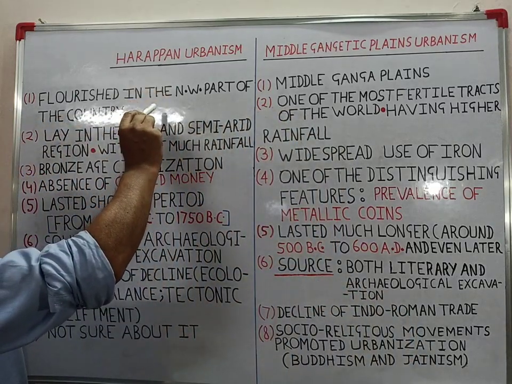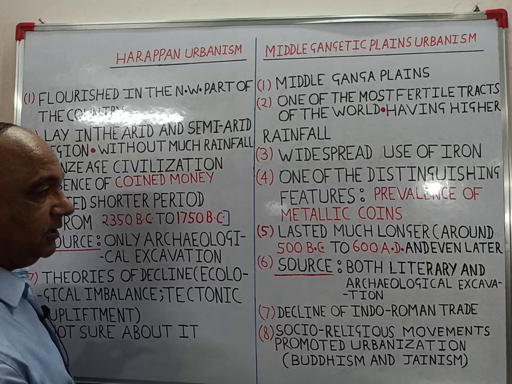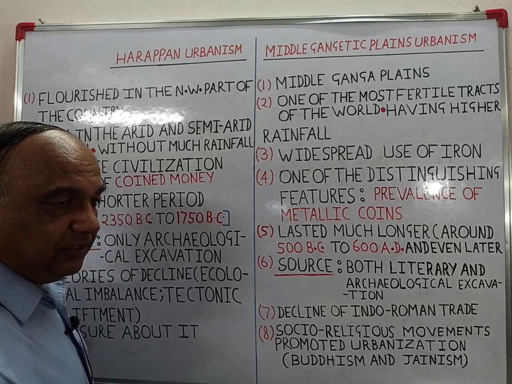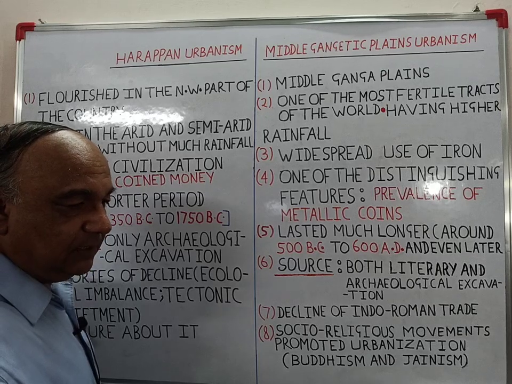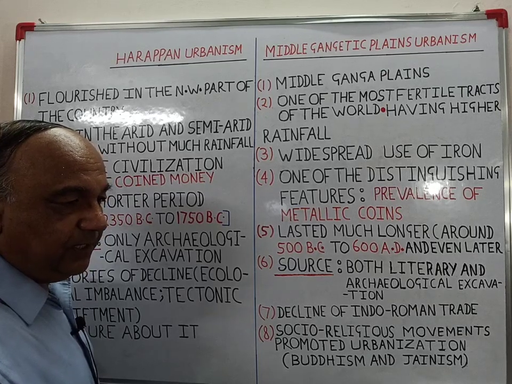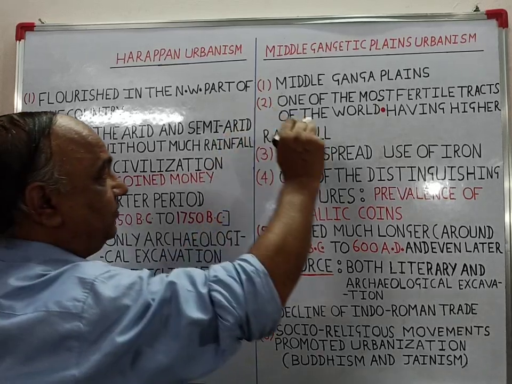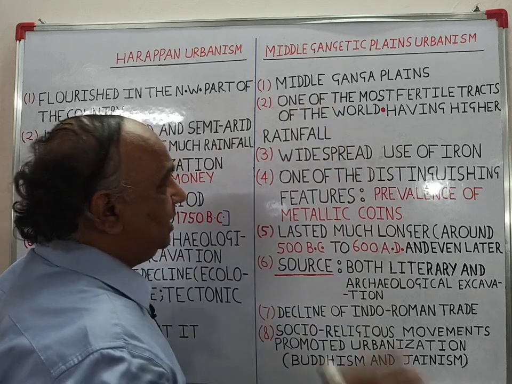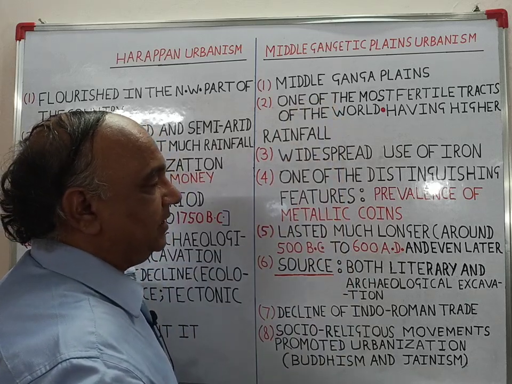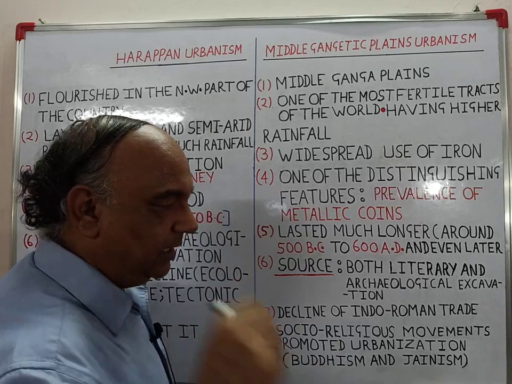The first phase of urbanism flourished in the northwest part of the country. Roughly, it covered the regions of Balochistan, Sindh, Punjab, Haryana, Rajasthan, Gujarat, some parts of western UP and North Maharashtra. But the second phase of urbanism initially evolved in the middle Gangetic Plains of eastern UP and Bihar.